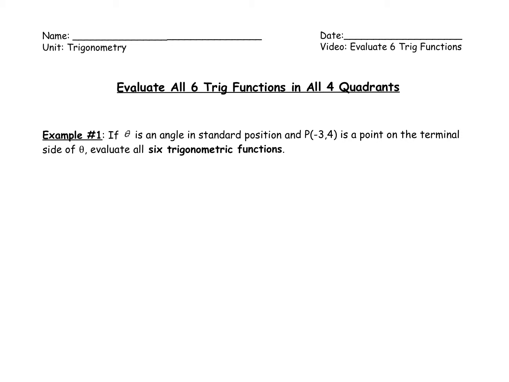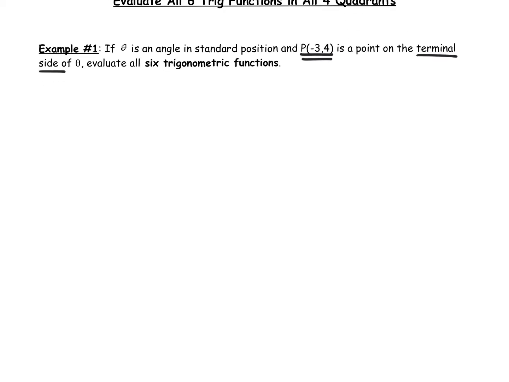So first let's graph a picture of this scenario. It says an angle is graphed in standard position and it goes through this point on the terminal side. So I'm going to start by just graphing an XY axis, and I'm going to plot the point (-3, 4). So that means left 3, up 4. And we're going to label this point P.